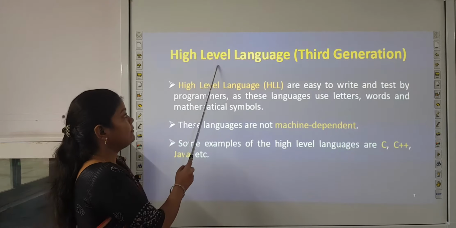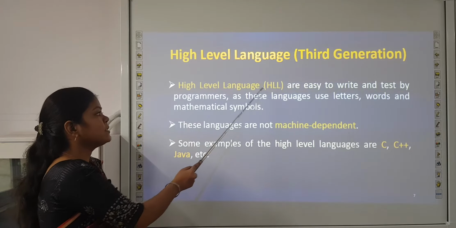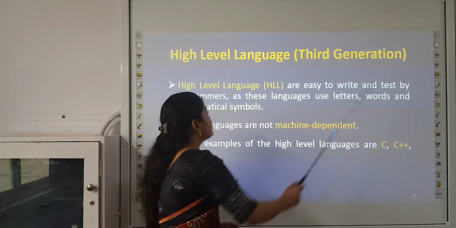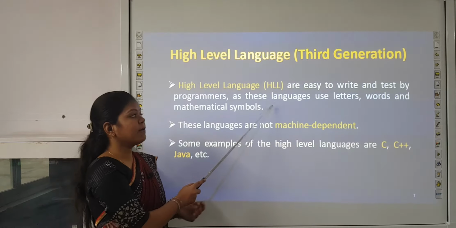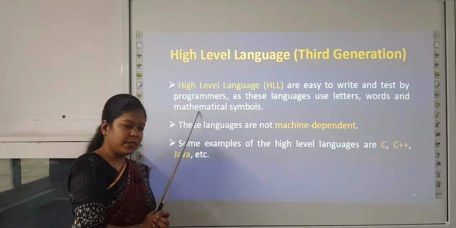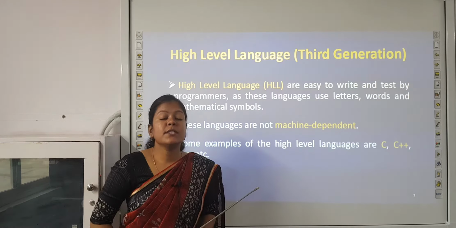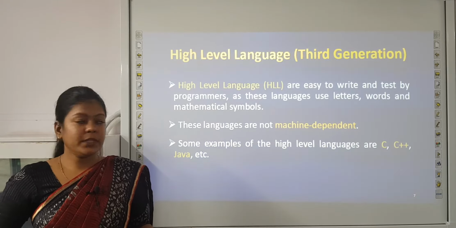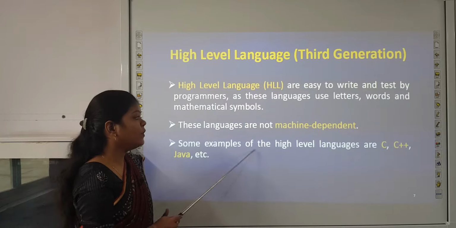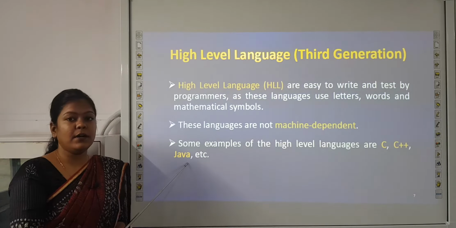Next we have high level language, which is also known as third generation. High level languages, also known as HLL, are easy to write and test by programmers, as these languages use letters, words and mathematical symbols. These languages are not machine dependent. It means a program written for a particular computer can be run on another computer. Some examples of high level languages are C language, C++ and Java, etc.